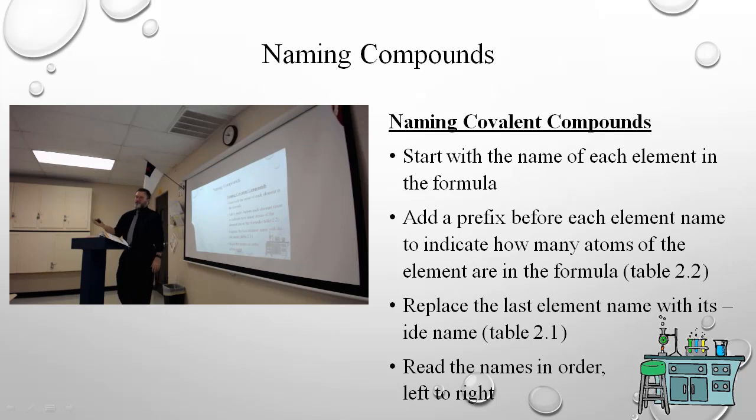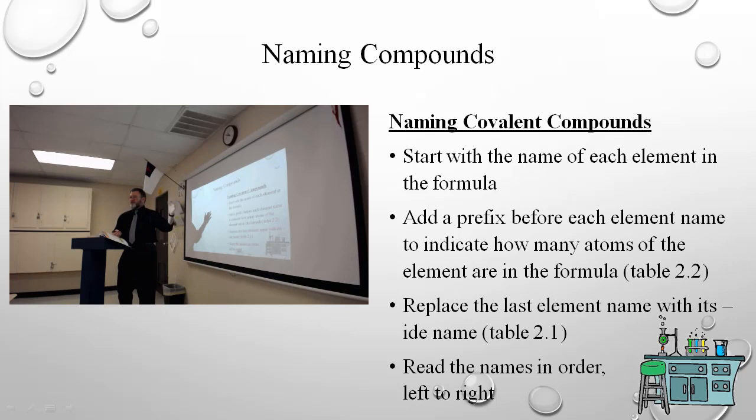But for carbon and oxygen, I can make carbon monoxide. That's 1 carbon and 1 oxygen. I can also make carbon dioxide, 1 carbon and 2 oxygens. And because I can make more than one compound from those two elements, I need to have more information to say which one it is.